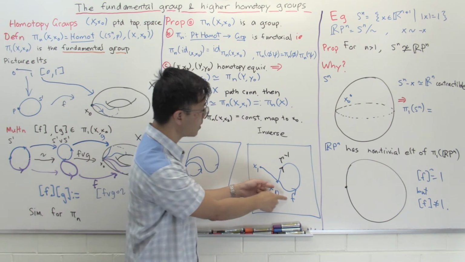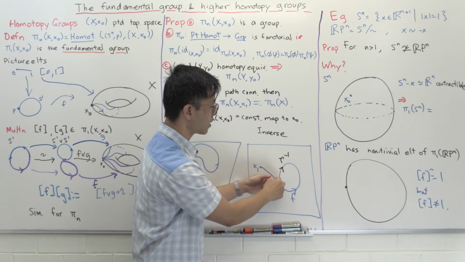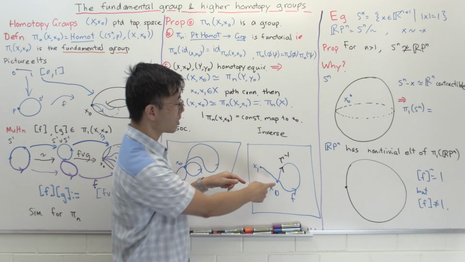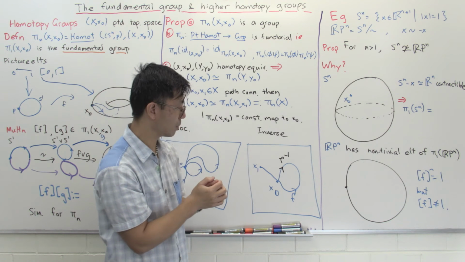I pick an element inside the left-hand side, which is some homotopy equivalence class of loops like this one here, and I need to get a loop that goes from here. So what's that loop?